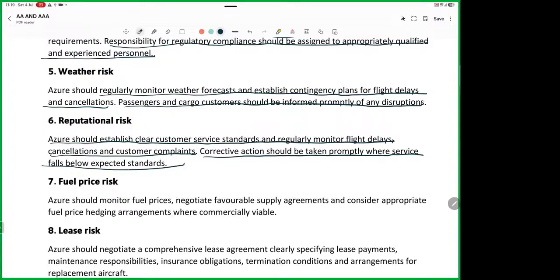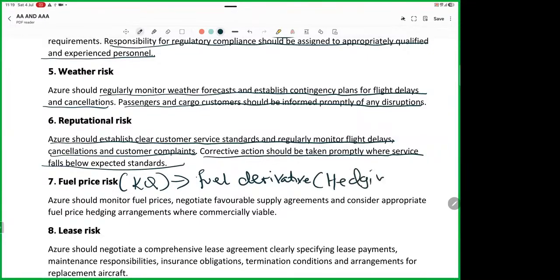Fuel risk. Like Kenya Airways the other day, when fuel prices were really misbehaving, they bought what we call a fuel derivative. So basically here, you do what we call hedging. We do what we call fuel hedging. So a hedge is a fence.